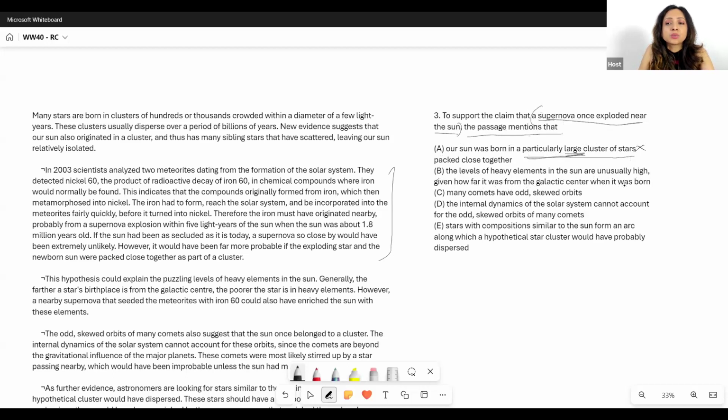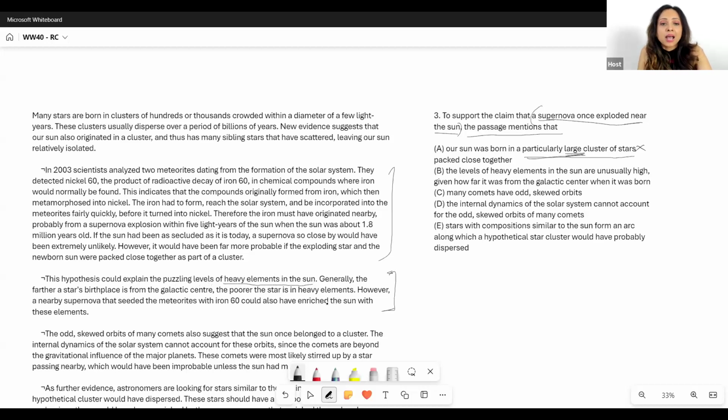Okay, the levels of heavy elements in the sun are unusually high given how far it was from the galactic center when it was born. Look at this now. Here we know that this part has been discussed in the third paragraph, right? This hypothesis could explain the puzzling levels of heavy elements in the sun. We're saying that this hypothesis of there being a supernova and so on could explain the puzzling levels of heavy elements in the sun. So we are given that there are heavy elements in the sun.